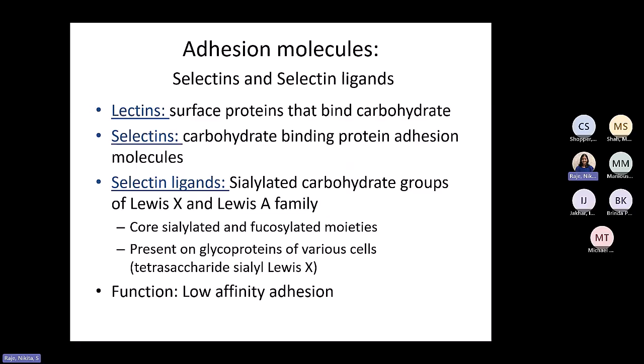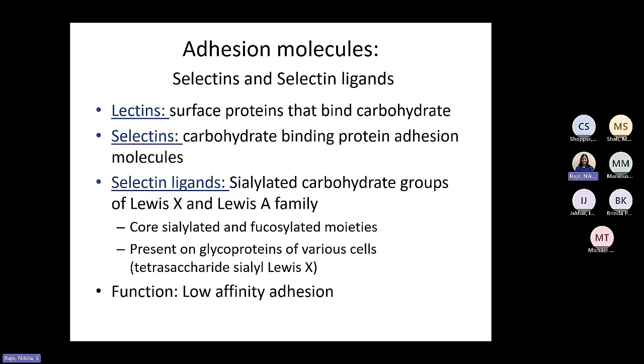So what are selectins? So selectin's name comes from the word lectin, and lectin is a surface protein that binds carbohydrate. As simple as that. Selectins are selected lectins, which means that they are carbohydrate binding proteins that are also adhesion molecules. So those are called selectins. Compared to selectin ligands are a different set of molecules that can bind the selectins. As the name says, they are the ligands for those selectins.